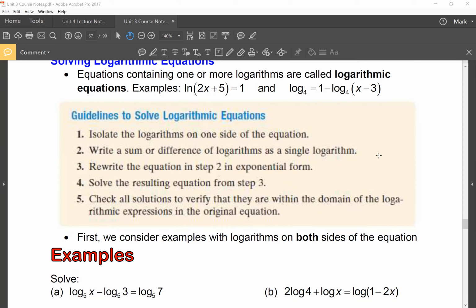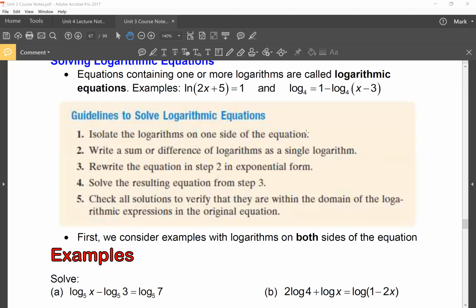Isolate the logarithms on one side of the equation. So step number 1, put any logarithms you have on one side of the equation. You'll see this is typical guidelines. You'll see some exceptions to this, which I'll show you in a minute. Write a sum or difference of logarithms as a single logarithm. So this is what we were doing yesterday. What this means is combine them, simplify them, make them smaller. So all of the stuff we did yesterday about shrinking logarithms, this is kind of what we're going to use for today.